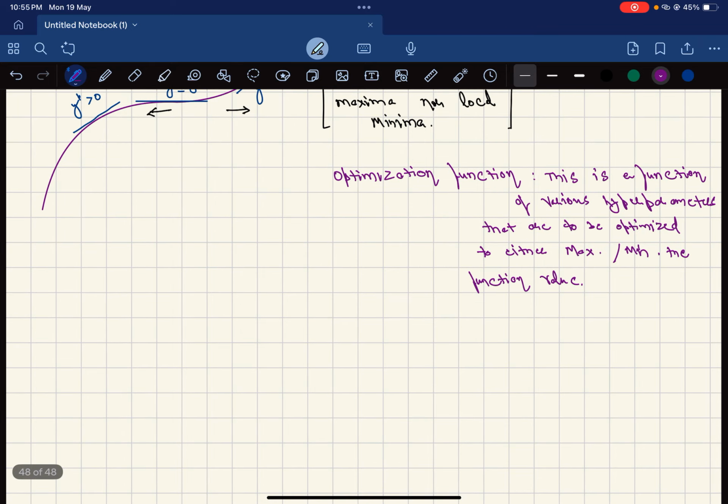Now, for example, let us say we have a particular function and there's only one hyperparameter. So let us say we have a particular function f(x) equal to 5x square plus 6x minus 2. Now we need to find a value of the hyperparameter. So x is a hyperparameter such that the function value is maximized here.